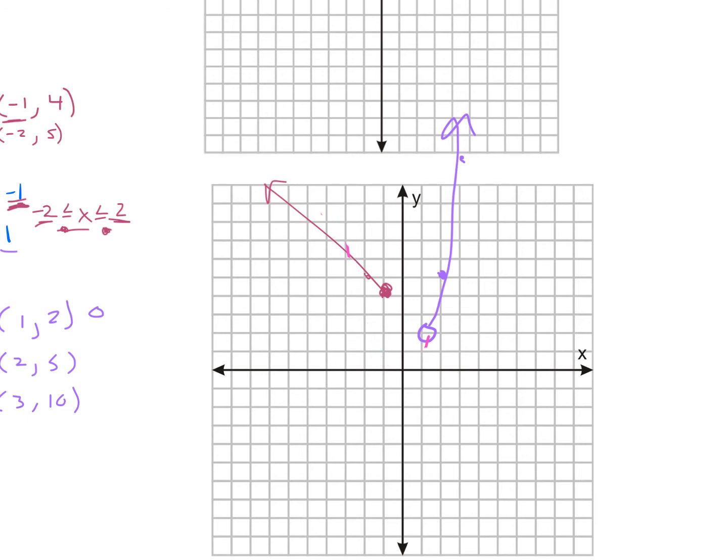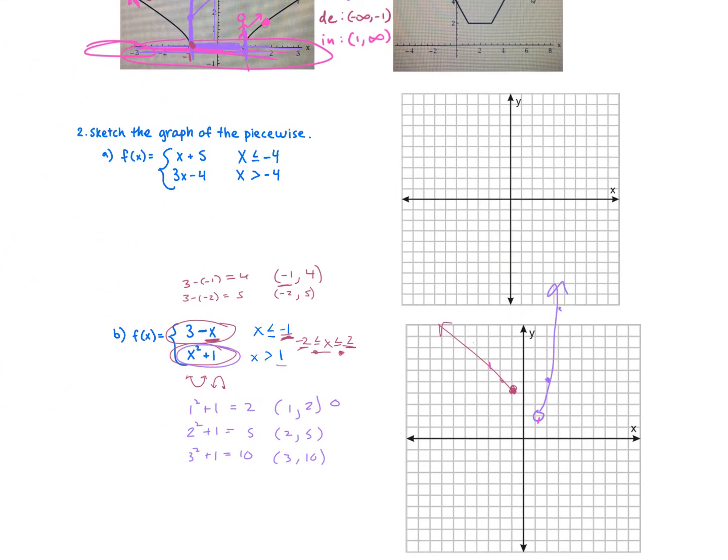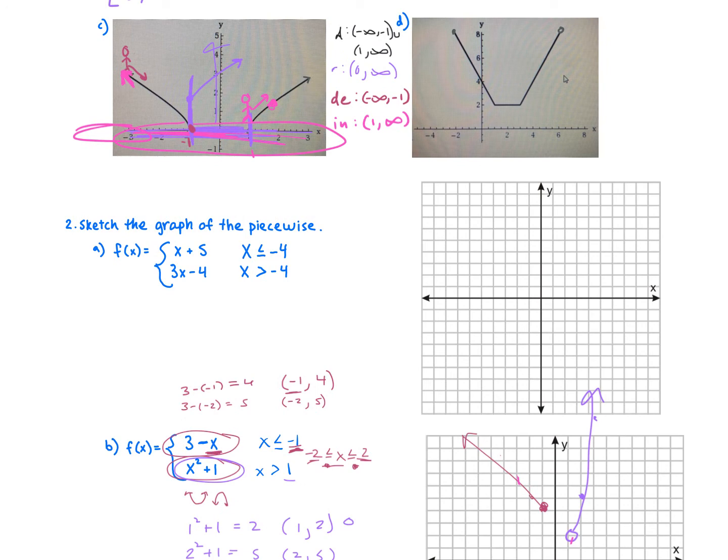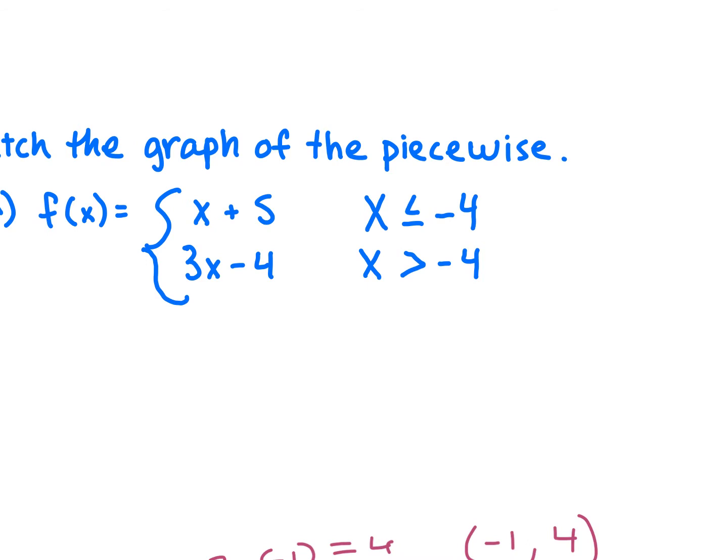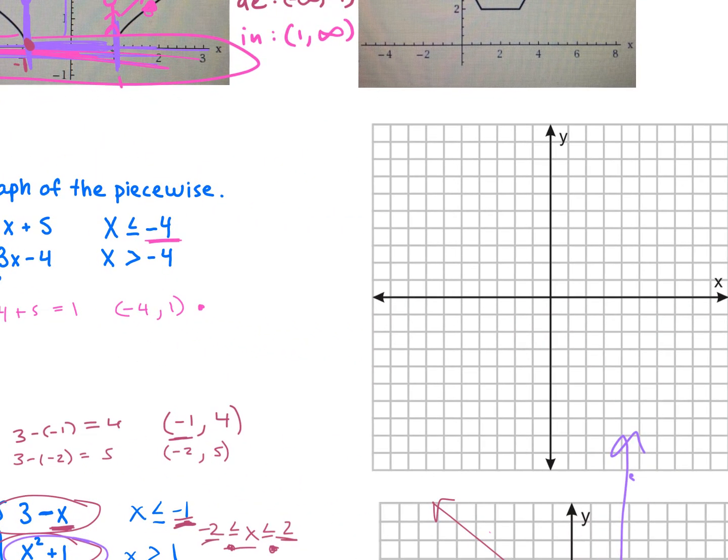For the first piece, I always start by plugging in the x value here. So I'm going to plug in -4. So I have -4 plus 5, which would be 1. So my first point's -4, 1. Do I have an open or closed circle here? Closed. So I go to the left to -4 and up 1.